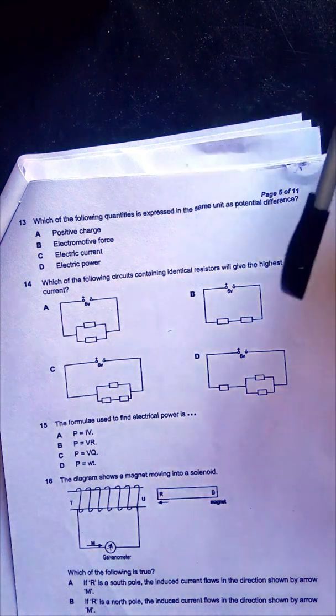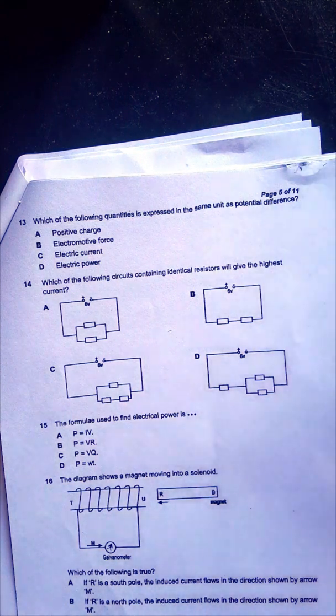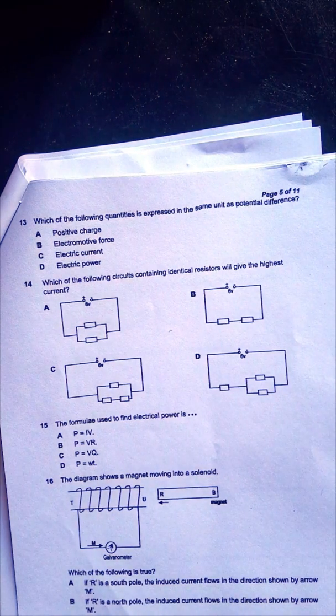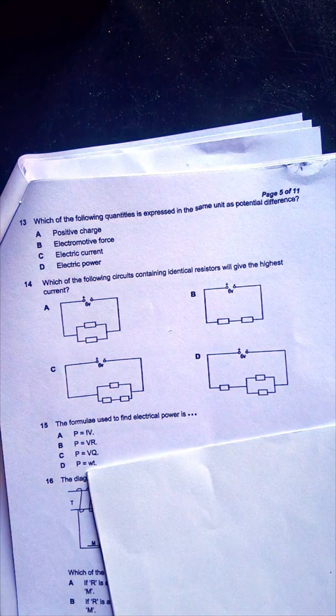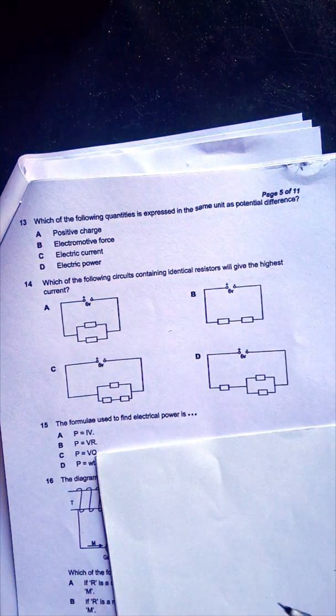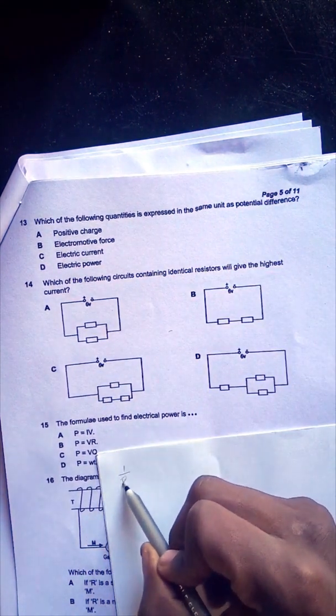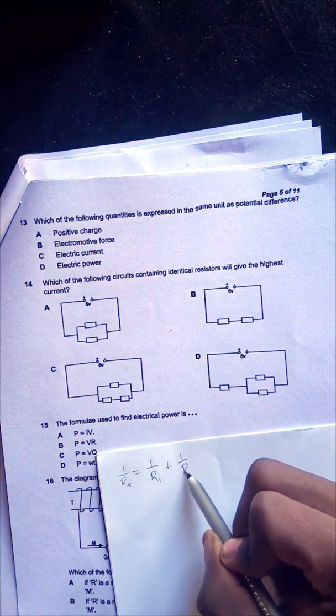If we have resistors in parallel, and resistors in series, when you're dealing with resistors in series, to find the total resistance we simply add them. The best way to tackle this question is by drawing each of the circuits. For A, we've got a circuit that has two resistors in parallel. To find the total resistance of two resistors in parallel, 1 over the total resistance equals 1 over resistance 1 plus 1 over resistance 2.